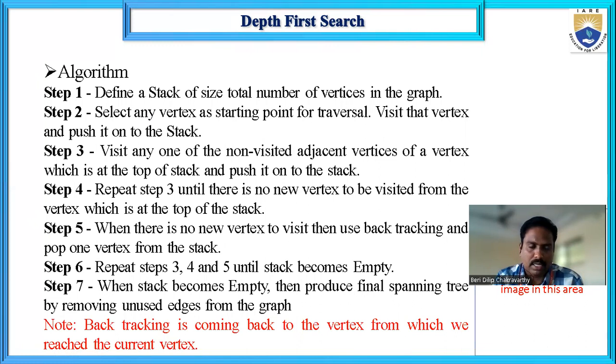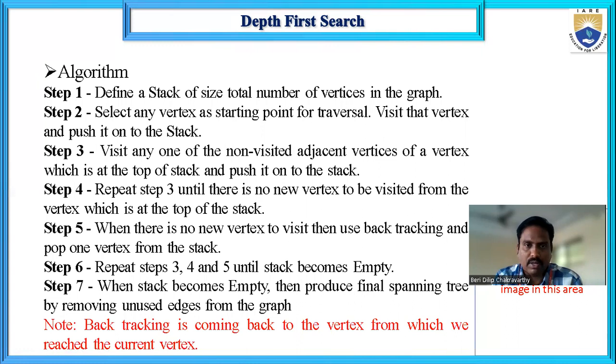So you will be considering any vertex of the graph as your starting node, and you should push it onto the stack. Third step, visit any one of the non-visited adjacent vertices of A. Whatever vertex you have pushed onto the stack, you pop it, and then you need to push the adjacent vertices of that popped vertex.